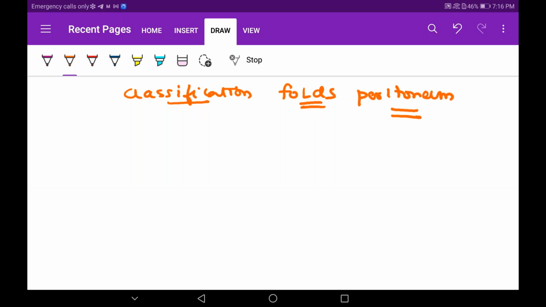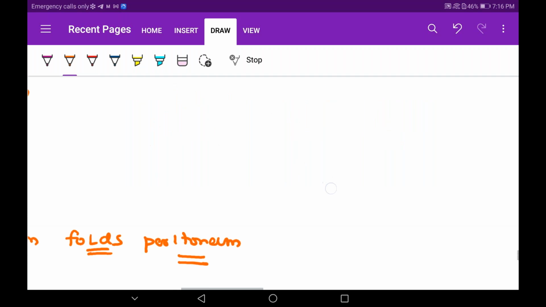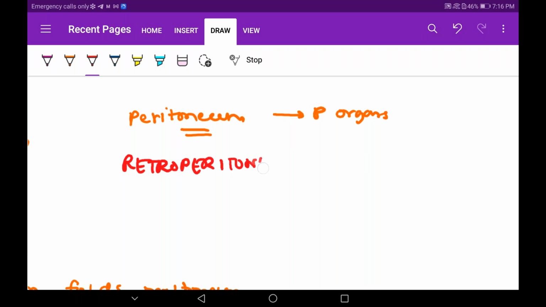Before I come to the folds of the peritoneum, just remember, in the abdominal organs, anything which is covered by the peritoneum, we will call peritoneal organs. Nothing much is there. But the organs which are not covered by the peritoneum, or which are only covered by a single layer of peritoneum, we give a special name, the retroperitoneal organs. Did you get this? Retroperitoneal organs. What you may ask me is, what are the retroperitoneal organs?